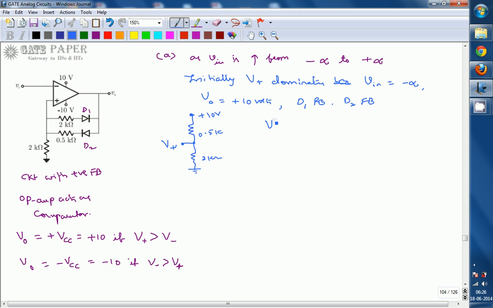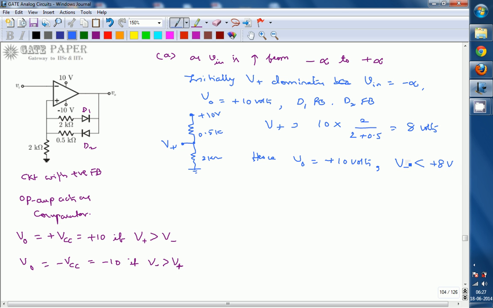So V plus, the voltage at the non-inverting terminal, is 10 into 2 divided by 2 plus 0.5, which is around 8 volts. So V plus is going to be 8 volts. Hence V0 will be at plus 10 volts until V minus reaches this V plus voltage.